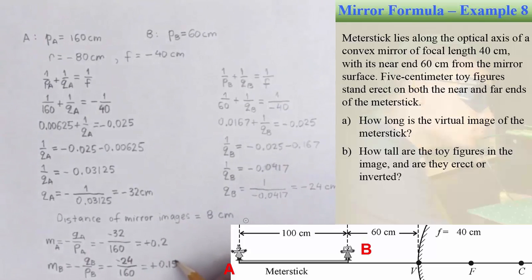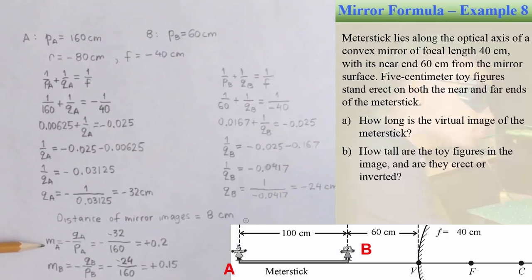Now let's analyze what is the meaning of these two values. Number one, both of them are with a positive sign, which means that they are going to be positioned on the same side relative to the optical axis as the originals. So since the two toy figures are above the optical axis, this means that the mirror images are also going to be above the optical axis. That's number one. And then number two, you can see that the magnification is less than 1, which means that the mirror images are going to be smaller than the originals.